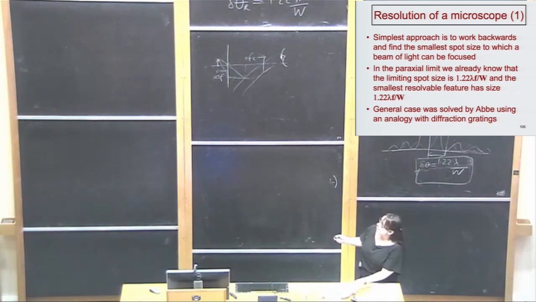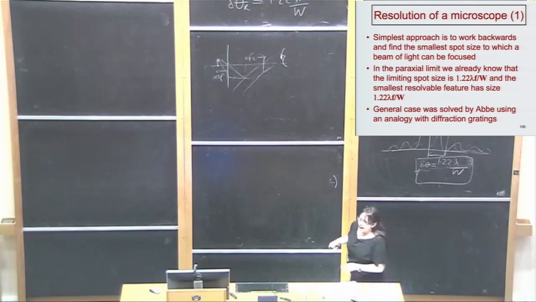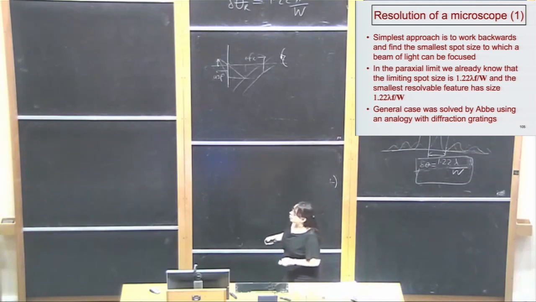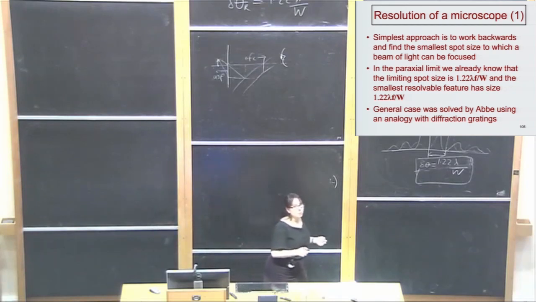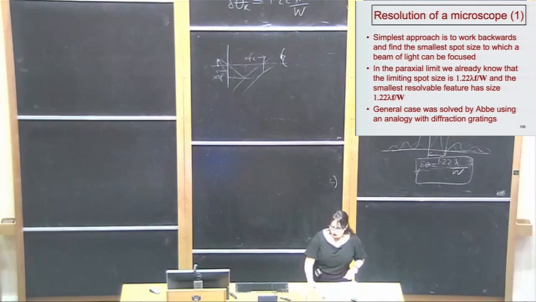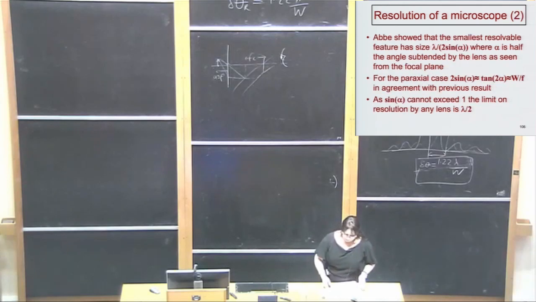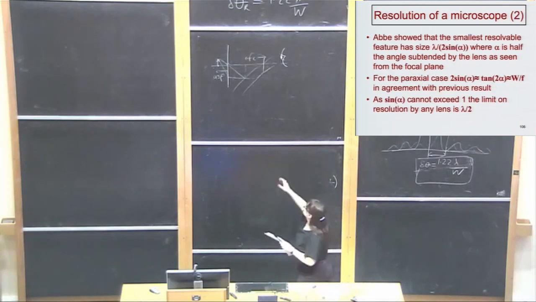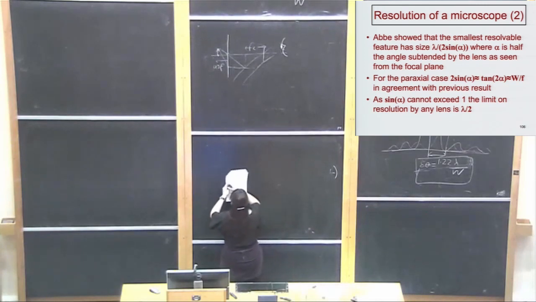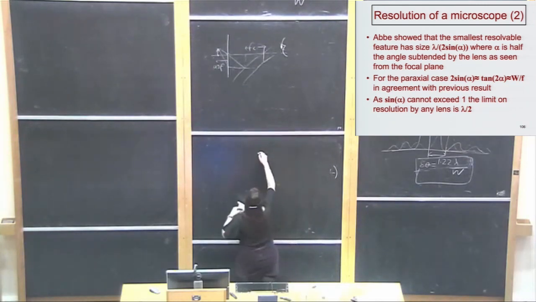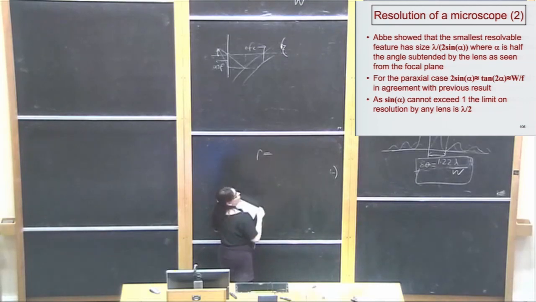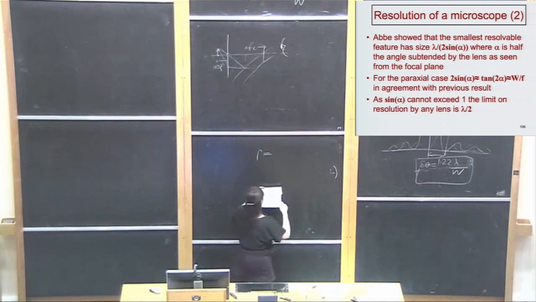This was worked out by someone called Abbe, who looked at it properly, not using any approximations. He used some kind of analogy with diffraction gratings to figure out the smallest resolvable feature that you could see with a microscope. You can find out a little bit more about Abbe in textbooks like Hecht, but it's very much off syllabus here. It's quite a complex calculation.